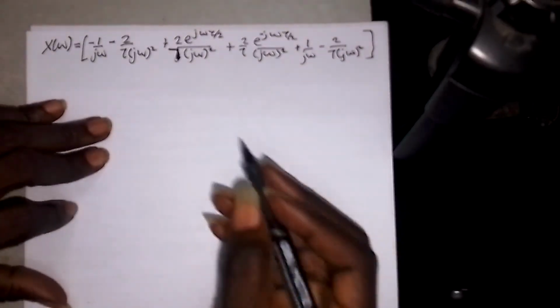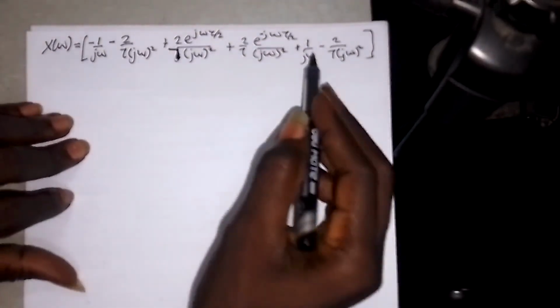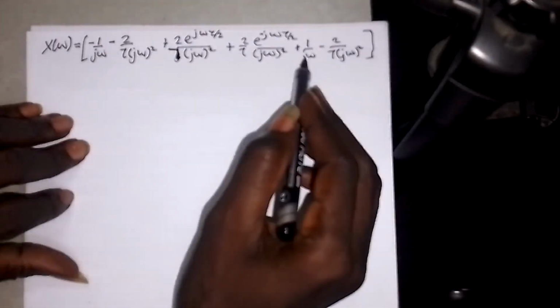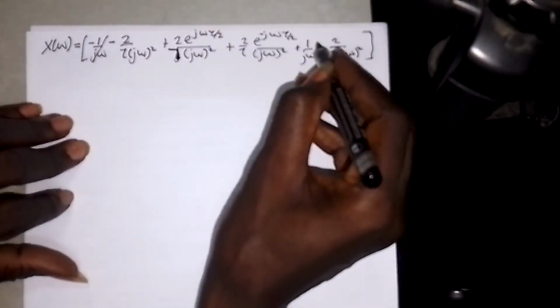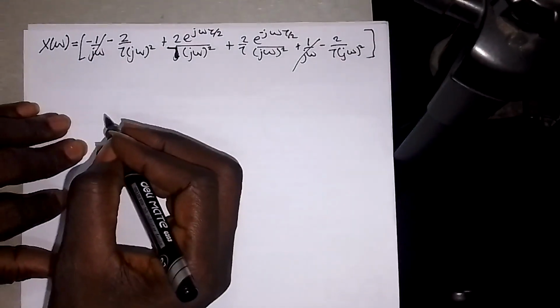Okay, so this is what you're going to have at the end of the day. Now you can see that this term and this term are opposite, so they will cancel each other. This one will cancel this one. They are opposite, so they will cancel each other.